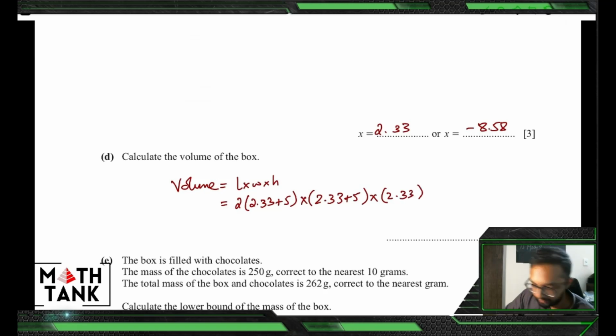It's 7.33, 2 into 7.33 into 7.33 into 2.33. That gives me 250.3. So that's 250 correct to 3 significant figures. 250.